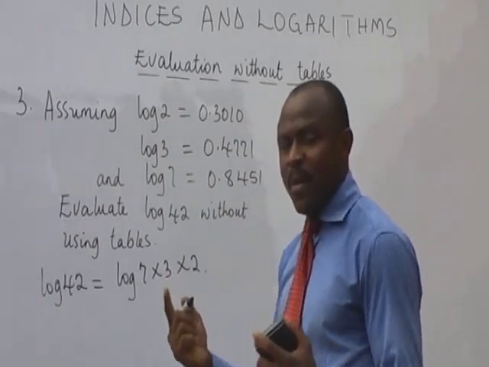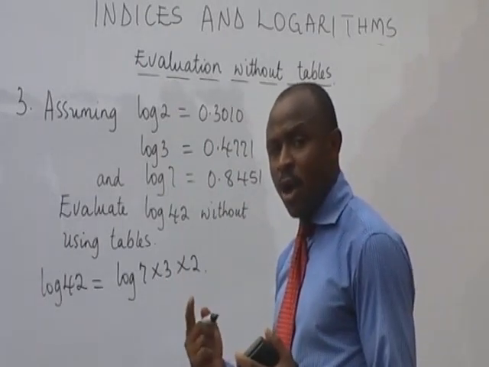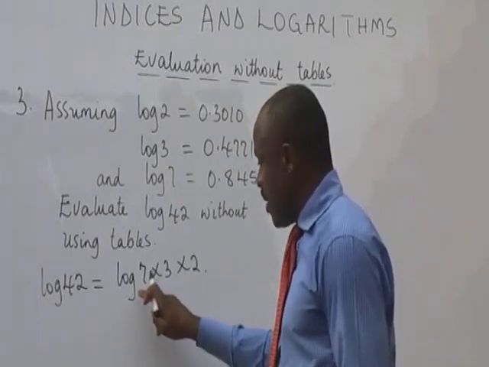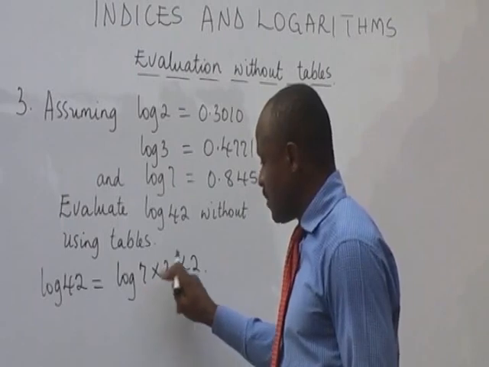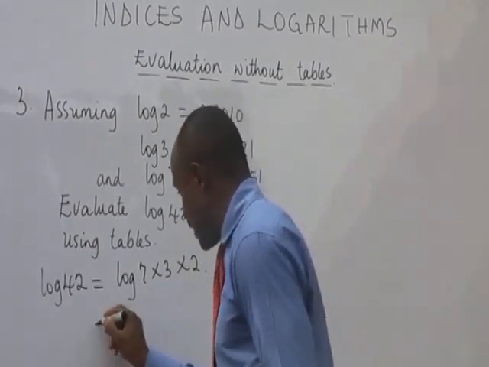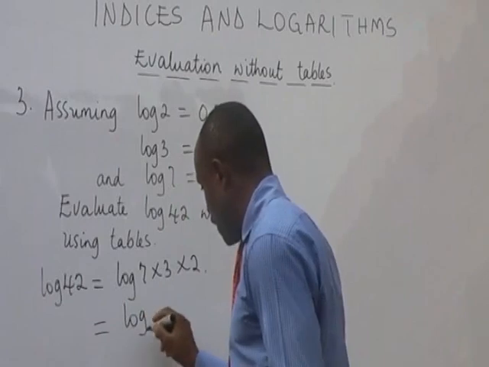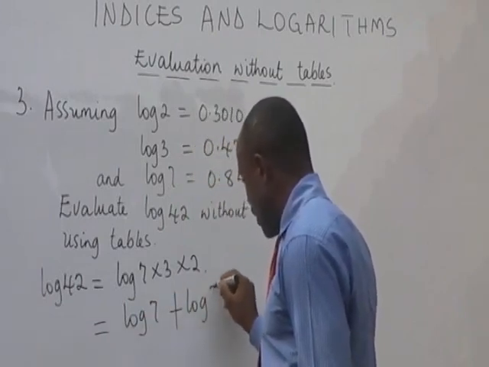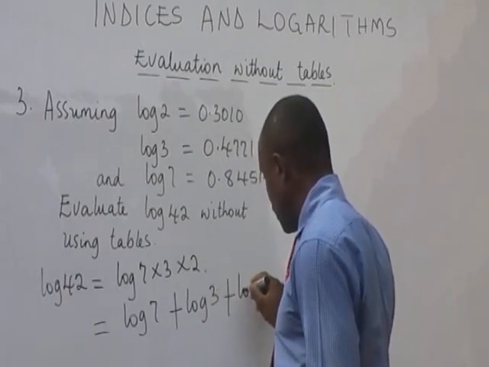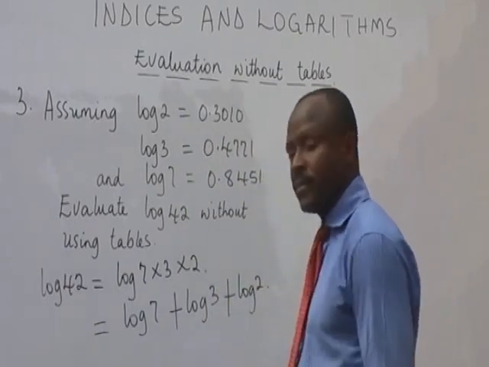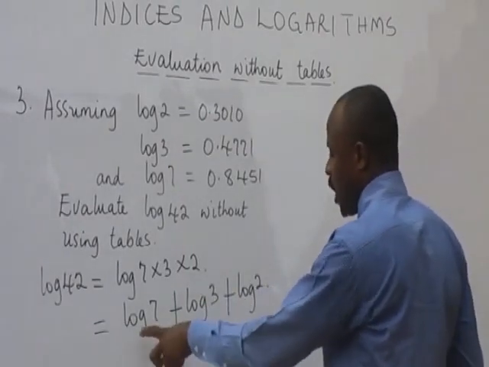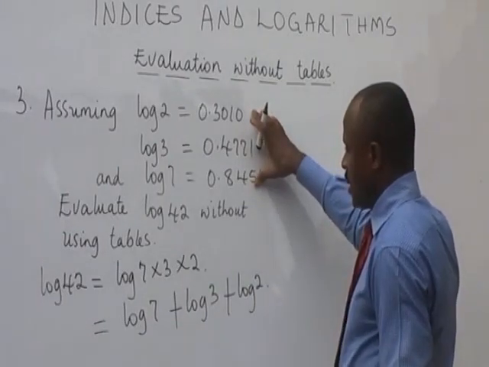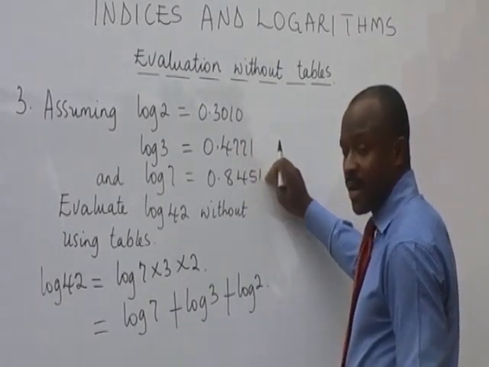Now, flash your memory back to logarithm law number 1. In logarithm law number 1, you discover that the meaning of log of 7 times 3 times 2 is the same thing as log of 7 plus log of 3 plus log of 2. The values of log of 7, log of 3, and log of 2 have been given in the question. Just pick those values and add them together.